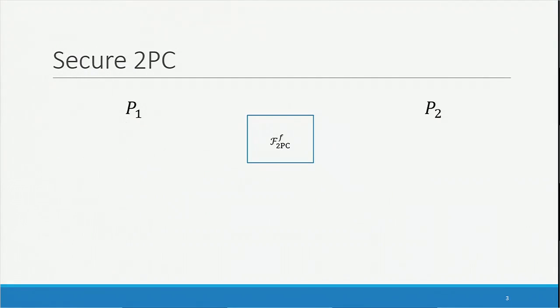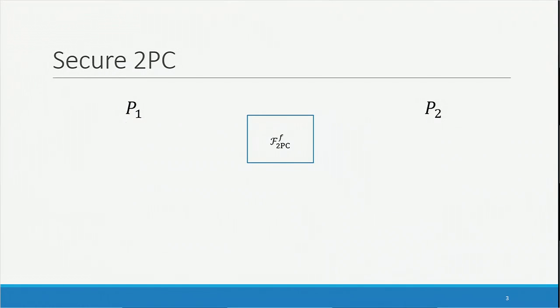So, secure two-party computation is the setting of two parties, P1 and P2, wanting to compute some function on their joint input. However, their input is private to them. They don't want to share it with the other party. So for this, we use a two-party computation protocol.